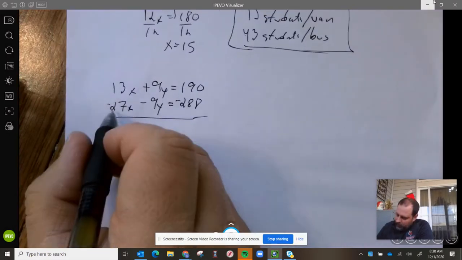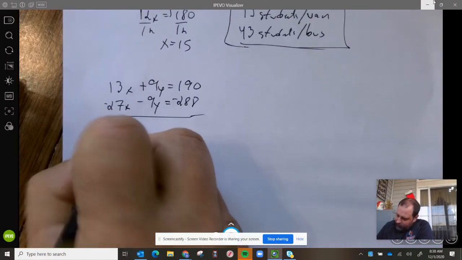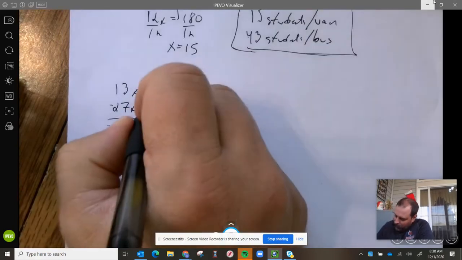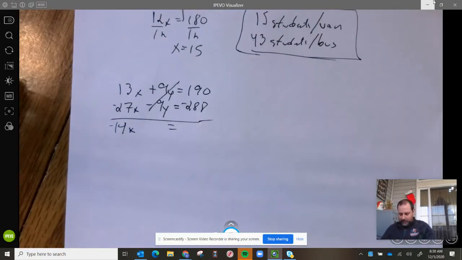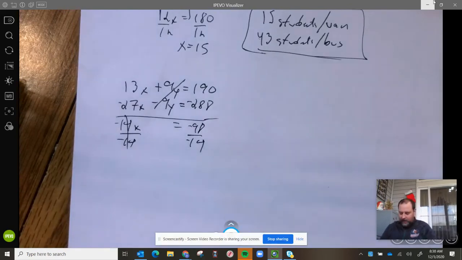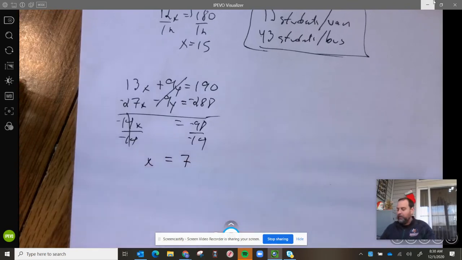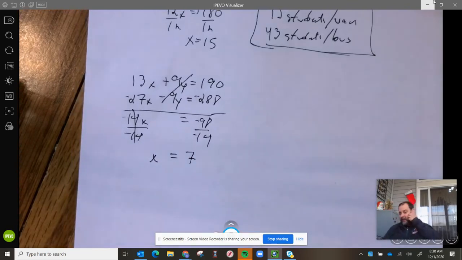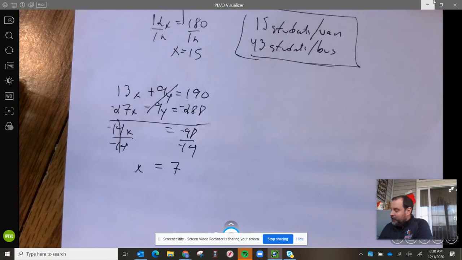So here, 13 minus 27 is -14x. The y's cancel, which is what we wanted. And then 190 minus 288 gives us -98. So we got one step to solve. Divide by -14. Now, say you divided by 14 and not negative. Now that we're dealing with real world problems, the answer is 7 for x. But if you got -7, we got to think back to, does that make sense? No, it doesn't. So we need to make sure that they're making sense. You can't have -7 for the cost of the sod.